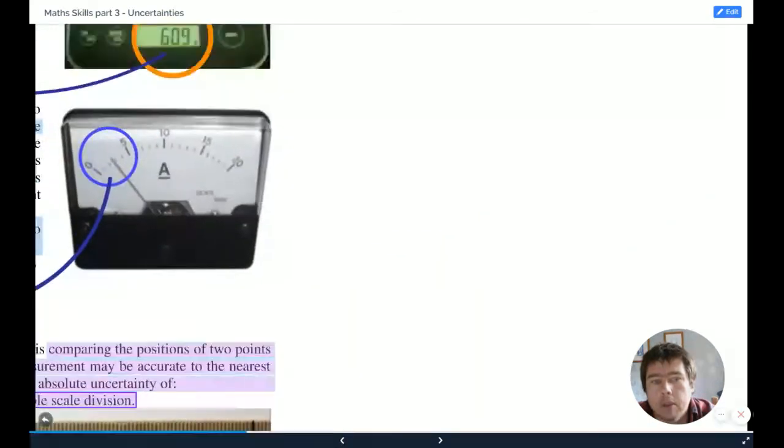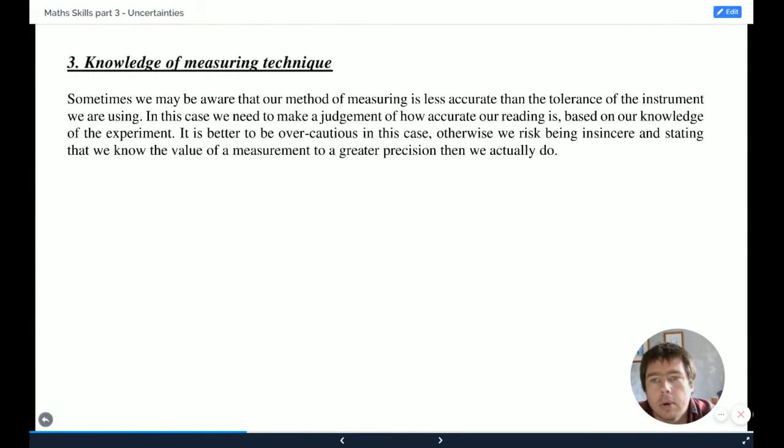So we've done two techniques. We've done multiple measurements, using the spread in order to identify the absolute uncertainty. We've done a single measurement and using the tolerance of the instrument to identify the absolute uncertainty. And then the third one is that we're going to use knowledge of our measuring technique.